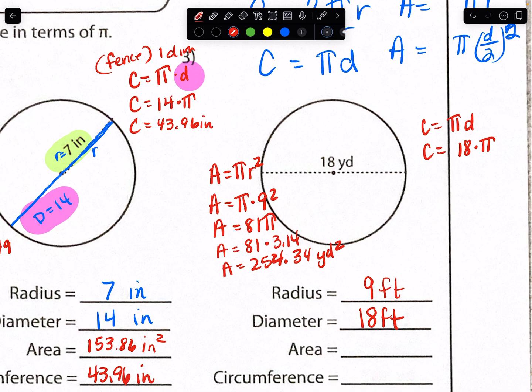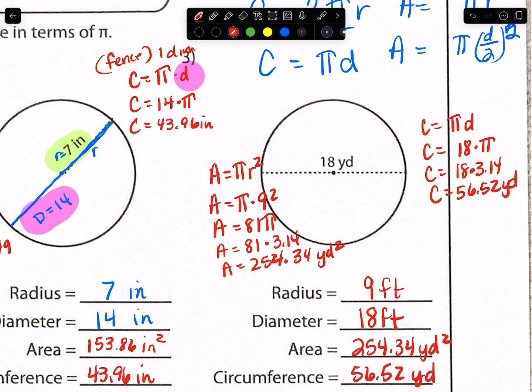The other one is 18 times 3.14, and you get 56.52. And that is yards, but it is only one-dimensional because it's measuring length. We're going to go fill them in. Area is 254.34 yards squared. Circumference is 56.52 yards.